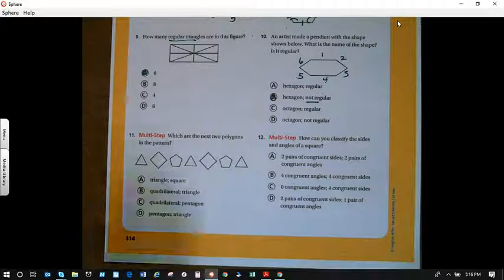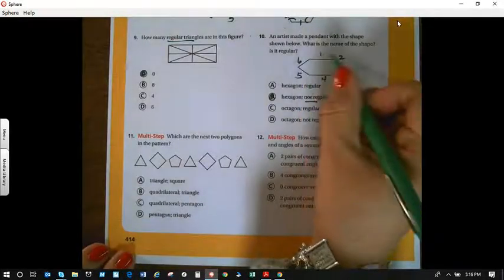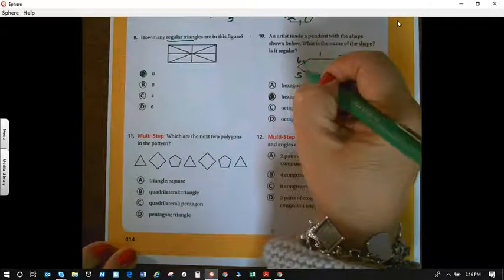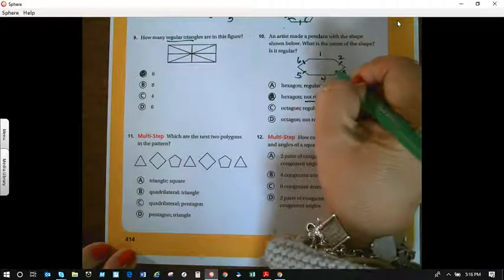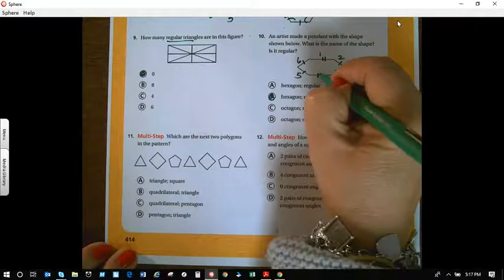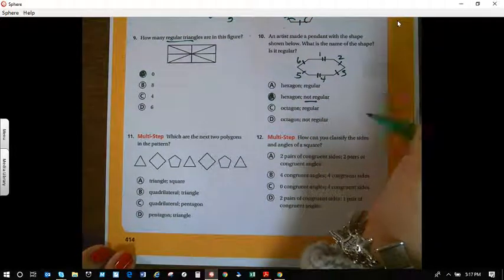have to rush. So here we know that it's a hexagon because it has 6 sides. But if we notice here, this side is equal to this side, which is equal to this side, which is equal to this side. However, this side is congruent to this side. So not all sides are congruent.